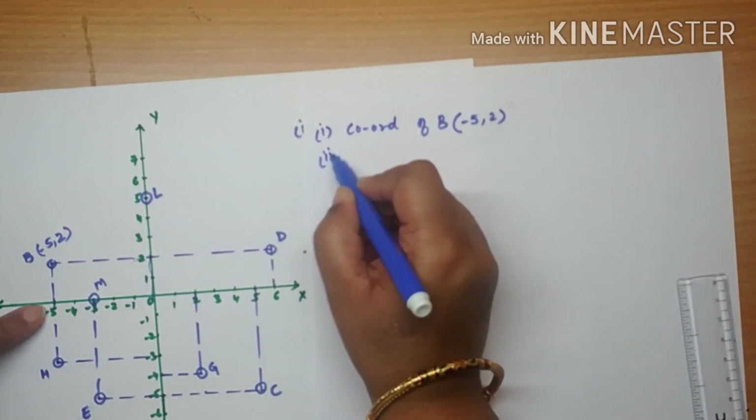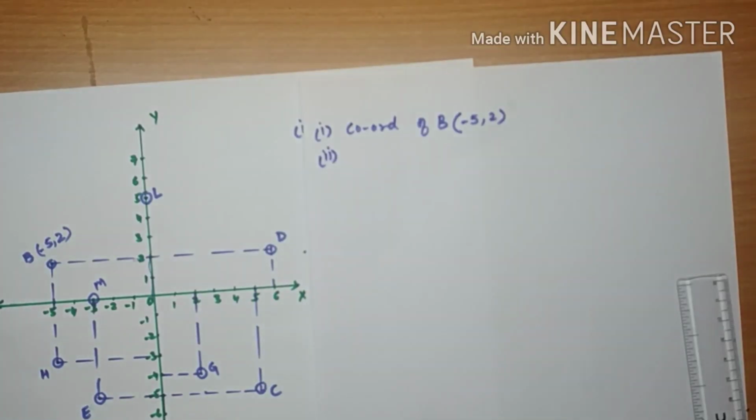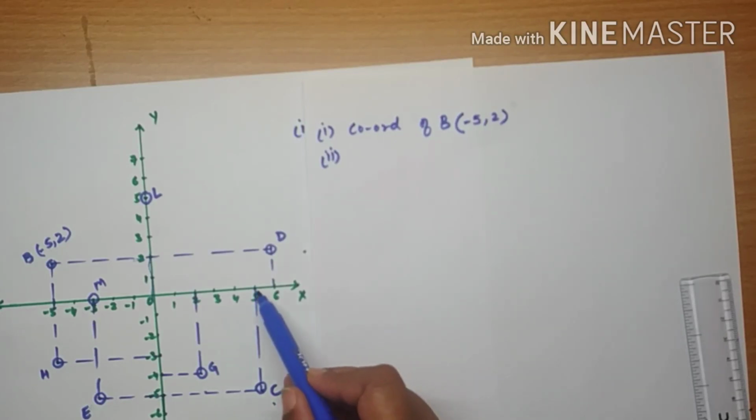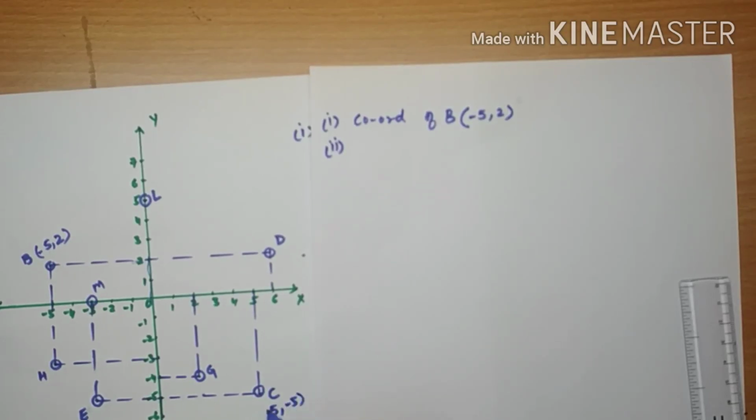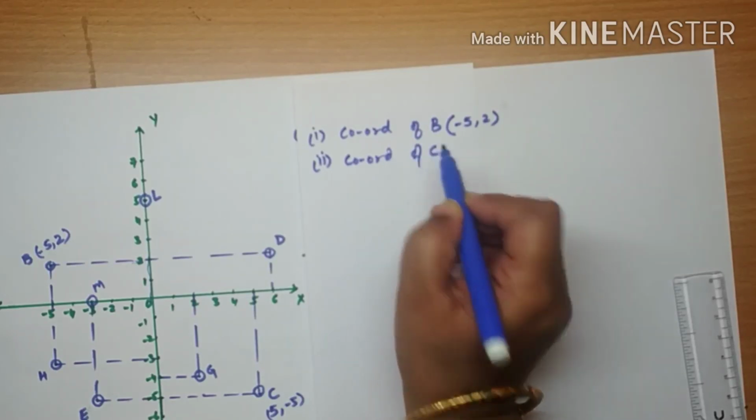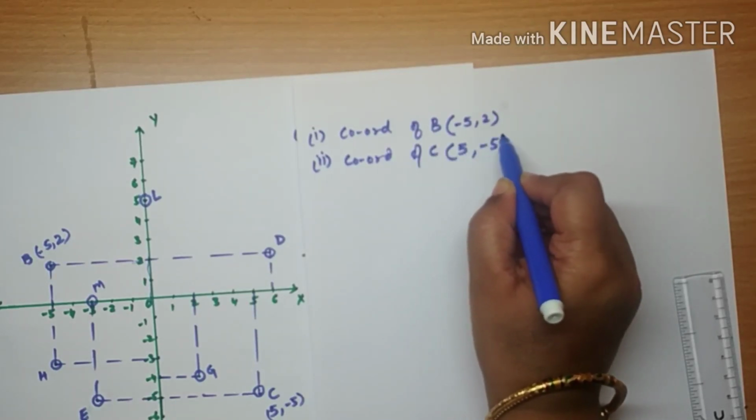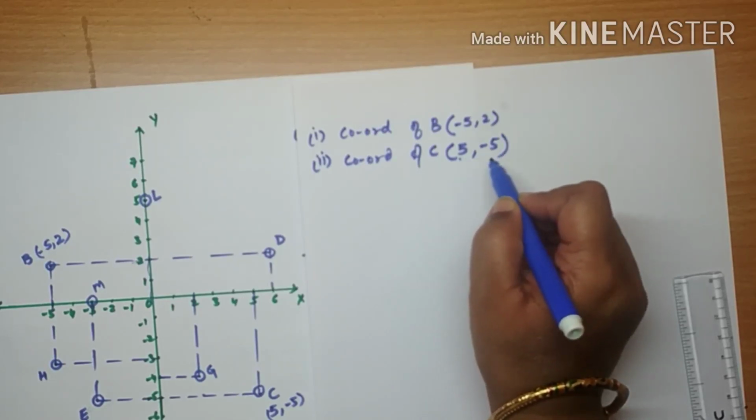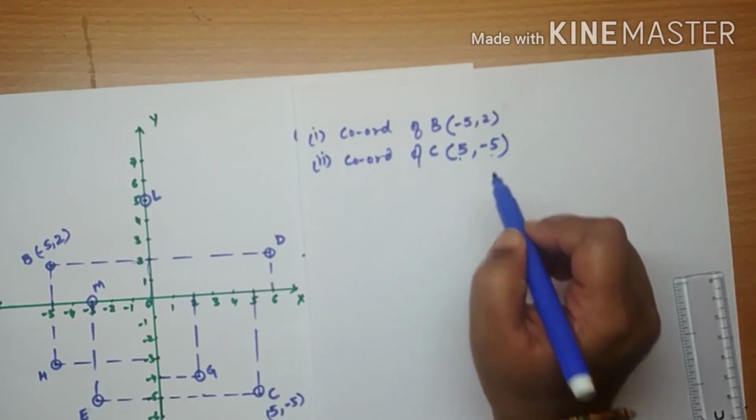In the second part, he wants us to read the coordinates of C. C is this point. Now, x coordinate of C is 5 and the y coordinate of C is -5. So the coordinates of C are 5 and -5. We always write the coordinates using the ordered pair, and we write first the abscissa, which is x coordinate, and then the ordinate, which is the y coordinate, in these parentheses.